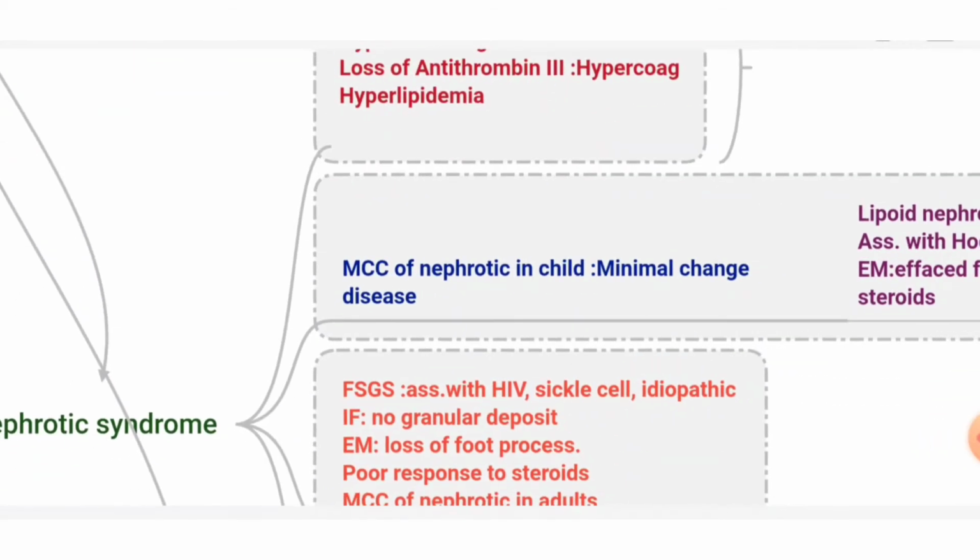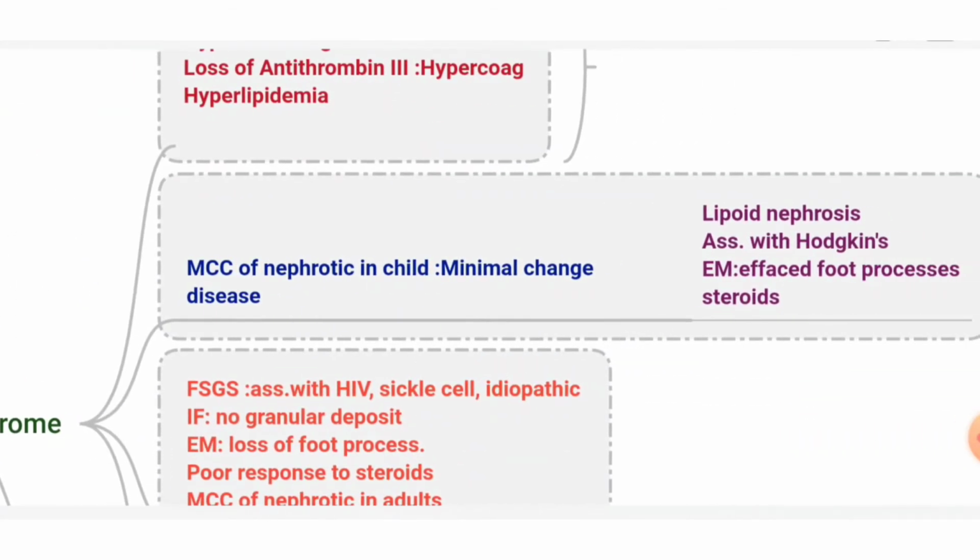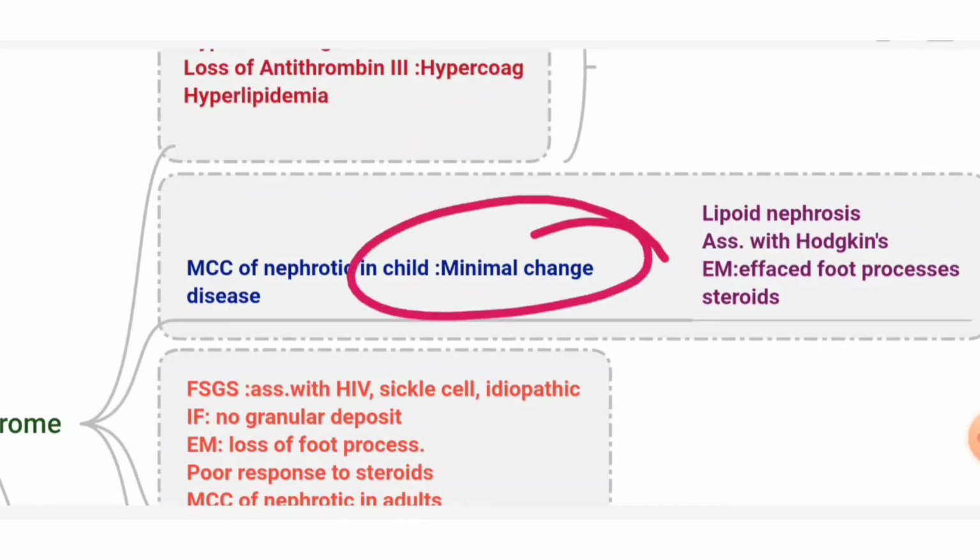Now most common cause of nephrotic syndrome in children is minimal change disease, and it has lipoid nephrosis, and it is associated with Hodgkin's lymphoma. So on electron microscopy, there will be effaced foot processes.